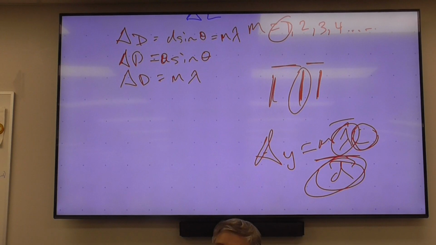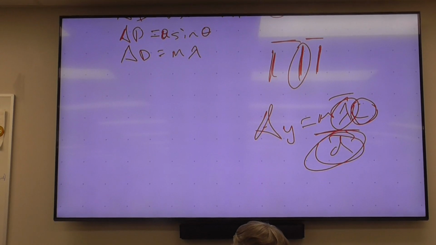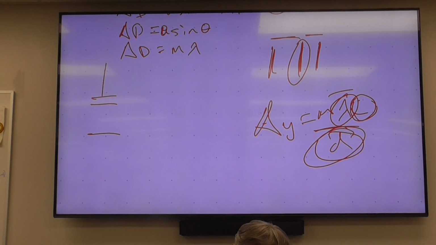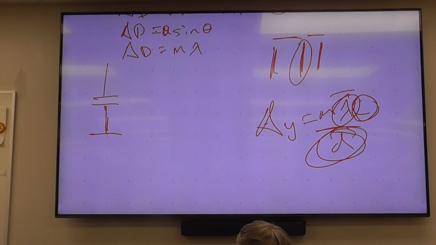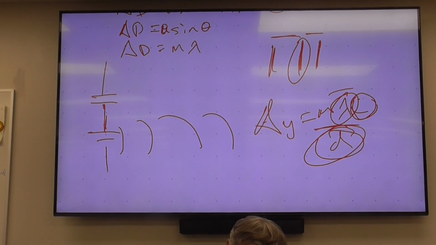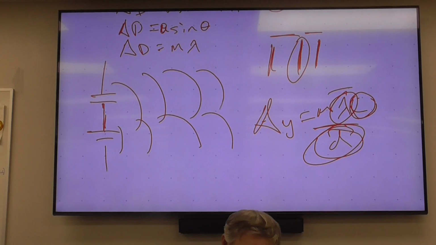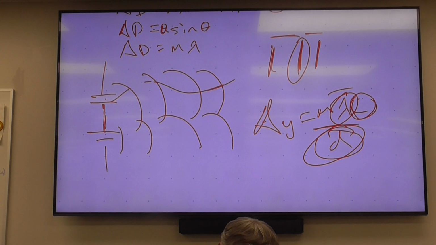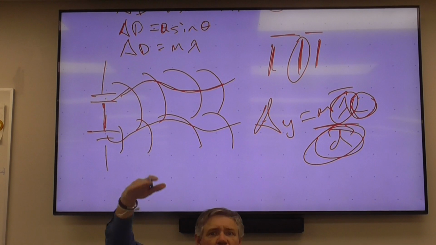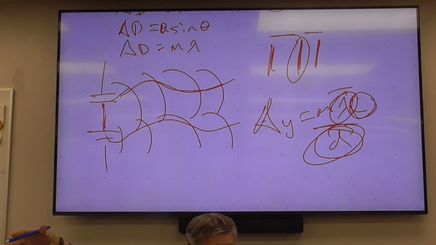Now, here's the reason why. If you look at this in terms of that double slit experiment, you have a wave coming through like this. You have a wave coming through like this. And those have to travel a certain wavelength to get to the screen that's behind you.